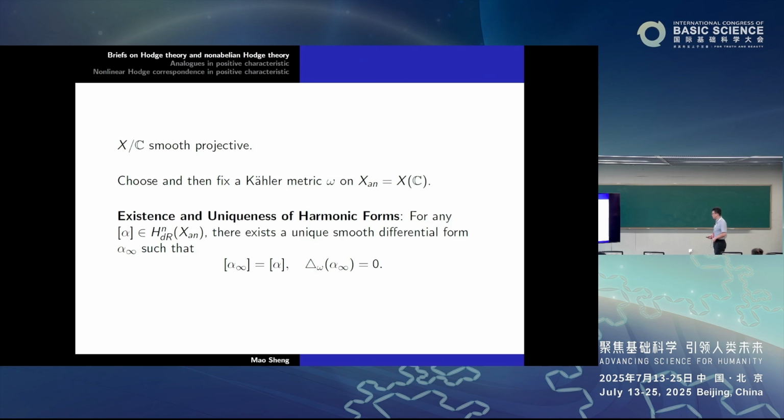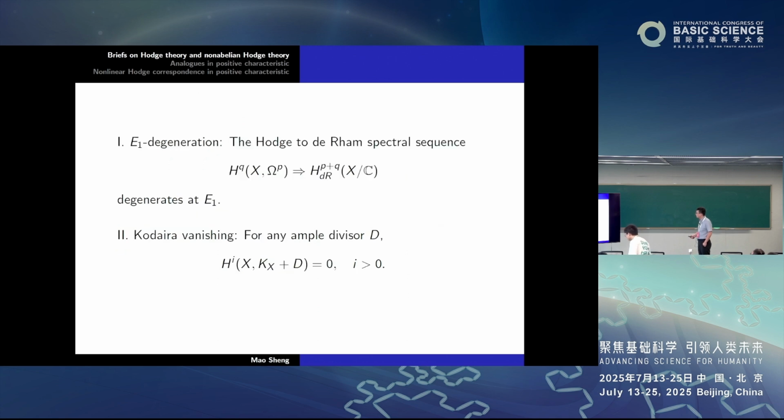The central theory of Hodge theory is the existence and uniqueness theorem of harmonic forms. That means given any de Rham class, you will find a unique smooth representative alpha in the same class that satisfies this Laplacian equation, and it has some consequences.